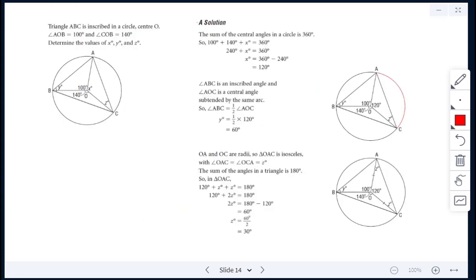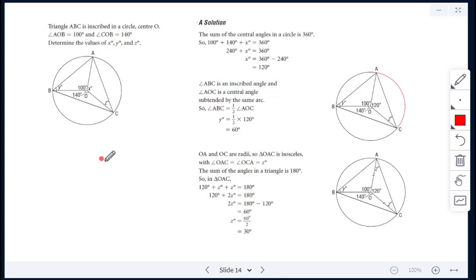All right, so let's take a look at this next example. So we have triangle ABC. Triangle ABC is inscribed in a circle. The center is O. We are told that AOB, this angle here, is 100 degrees. And we are told that COB, this angle here, is 140 degrees. And we need to figure out X, Y, and Z, the angles there.